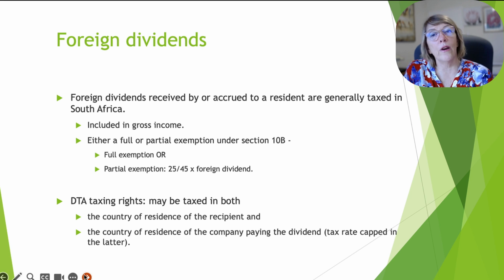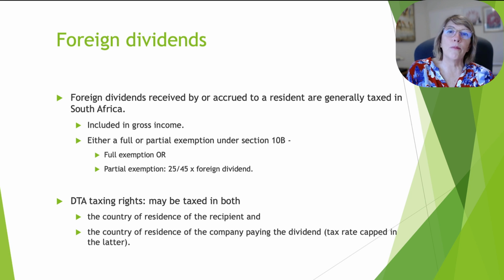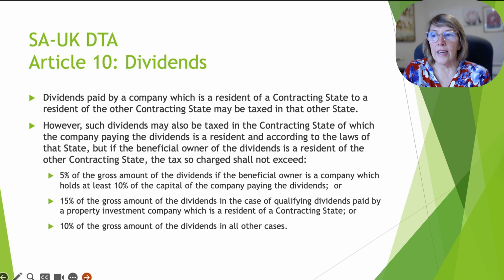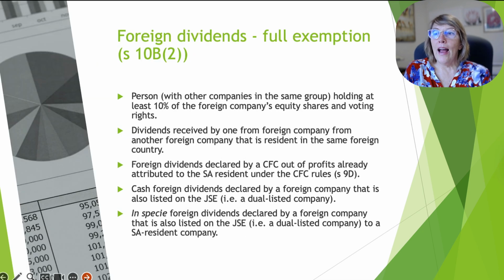So if you don't qualify for a full exemption, then you get the partial exemption, which is basically calculated 25 over 45 times the amount of the foreign dividend. So you bring in the full foreign dividend into gross income, you get this partial exemption, and you are taxed on the balance. Now the full exemption, and I'll come back to the DTA provision just now, the full exemption applies in terms of Section 10B2 in one of these 5 circumstances.